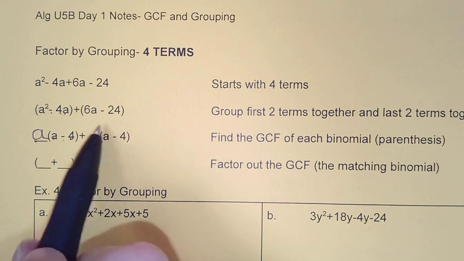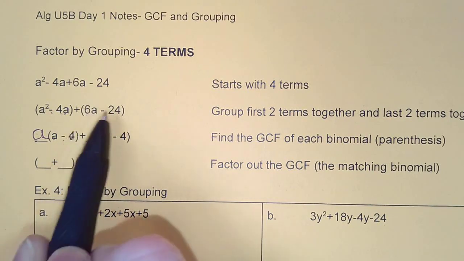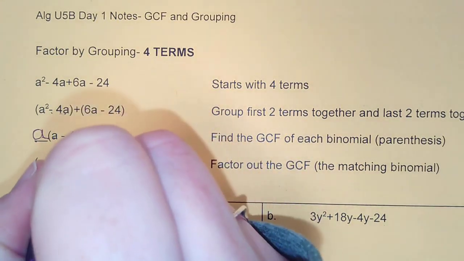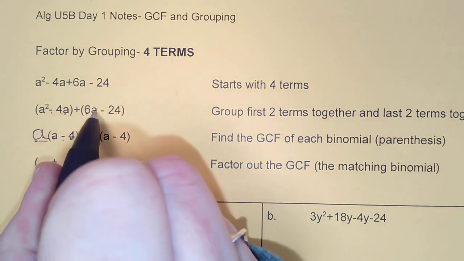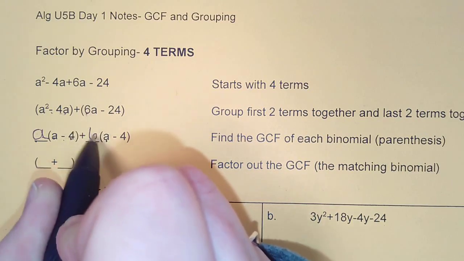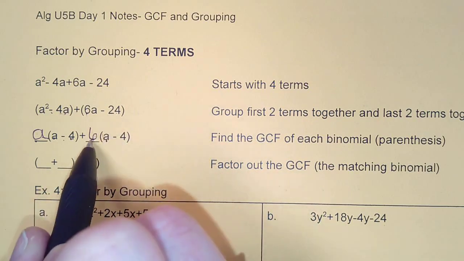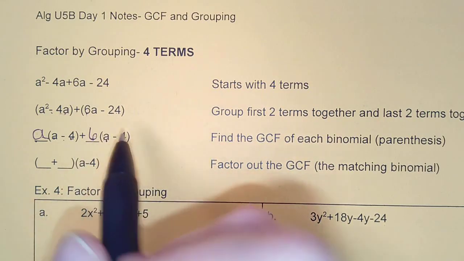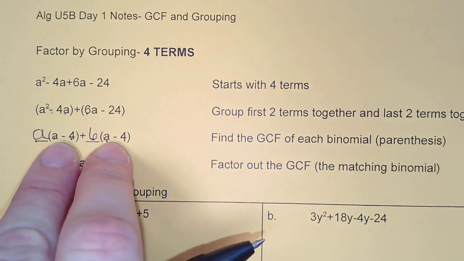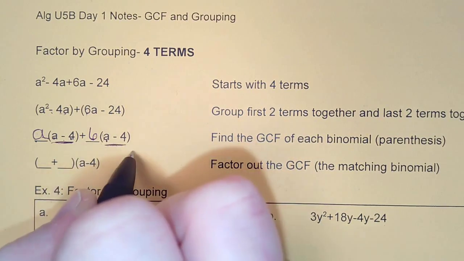So now I'm going to find the GCF of this binomial. 6 and 24, the biggest number I can divide out is 6. 6a divided by 6 is a, the 6 is canceled, or you could put a 1a. Negative 24 divided by 6 is negative 4. If we have done this right, then these 2 pieces should match. So these should match.